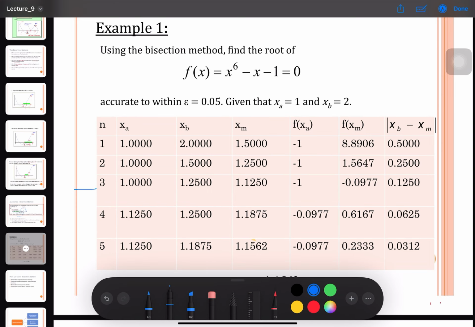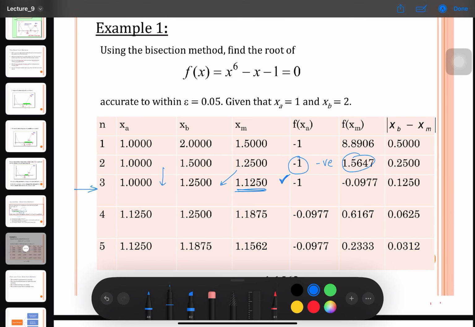Which is the third one here, the third number here. So what you need to do, check your f(xa) times f(xm), right? So this one is negative, this one is positive. Negative, positive, the answer is negative. So your xm is copied into b. And then the other one you keep. Okay, after that, to find xm using the formula, (1 + 1.25)/2, you get 1.1250.